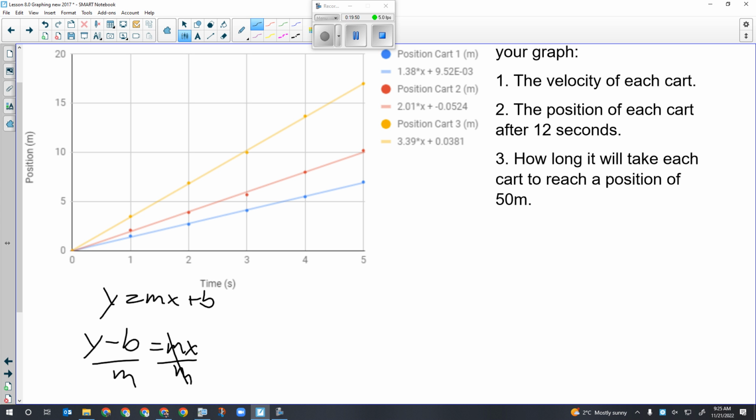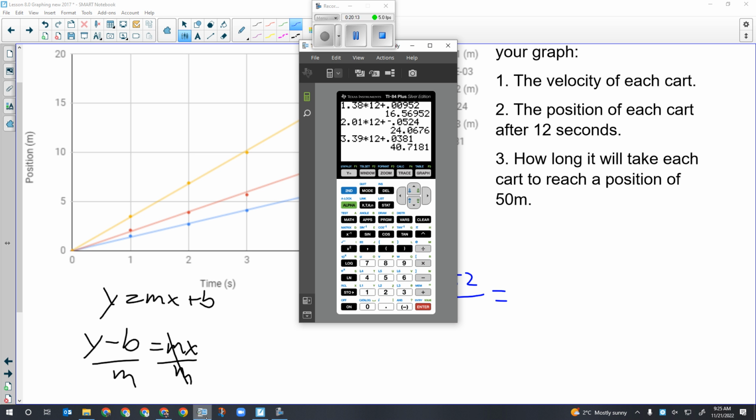All right, so if we're looking at the first cart, okay, x is going to equal 50 meters, because that's what they told us y is, minus 0.00952. That's our b. And then we're going to divide that by m, which is 1.38 for the blue cart. All right, so 50 minus 0.00952, and I have to do that calculation first and then divide by 1.38, otherwise I get a different answer. Okay, that's going to be 36.22 seconds.